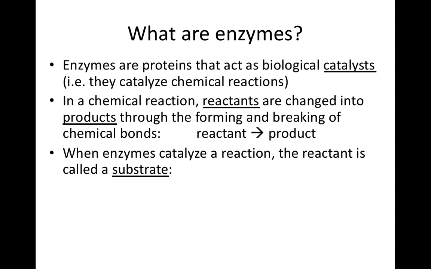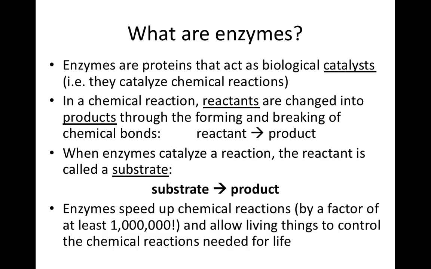If the chemical reactions occur in living things, they are generally catalyzed or triggered by an enzyme. And in that case, we call the reactant a substrate. So an enzyme acts on a particular substrate. So we say that enzymes help to convert substrates to products.